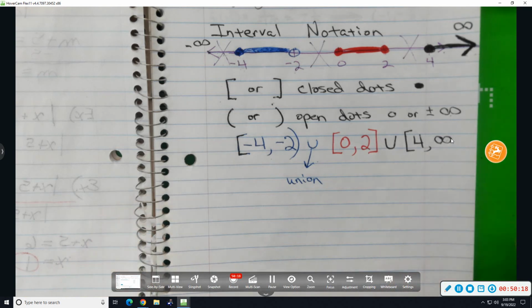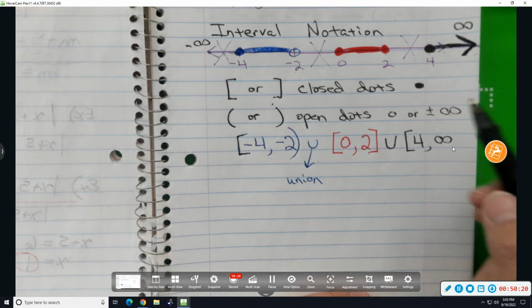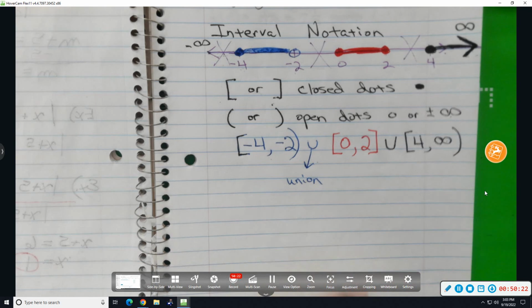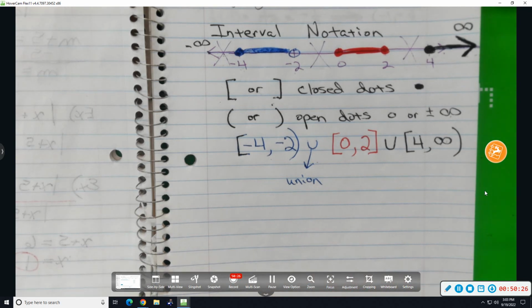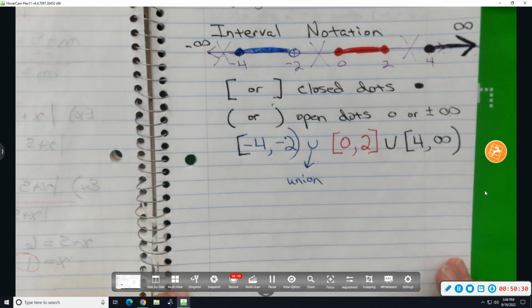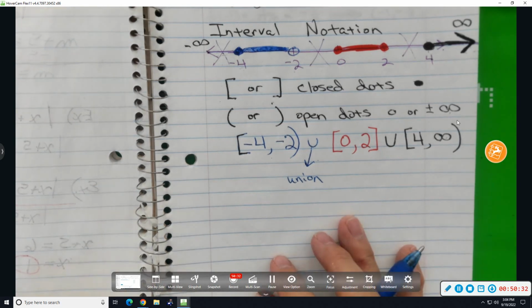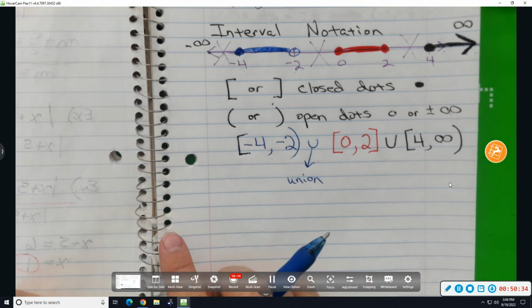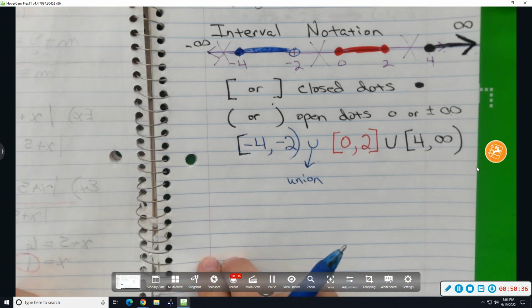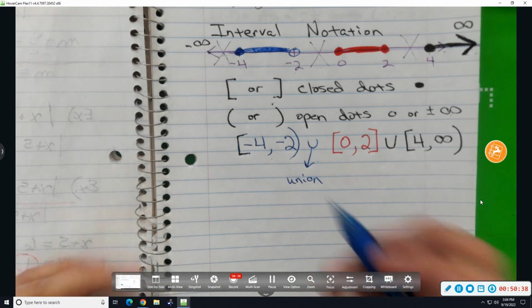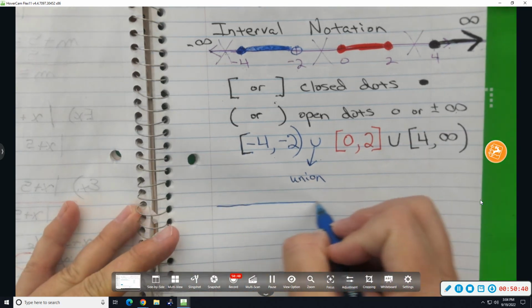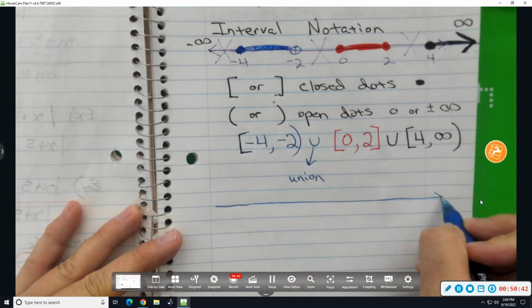So what are we trying to say? You put right here a parenthesis. Always put parentheses beside infinity symbols, or negative infinity. Well, let's do one more. Any questions there? Brackets at closed circles, parentheses at open circles or at infinities. So, we'll do one more.